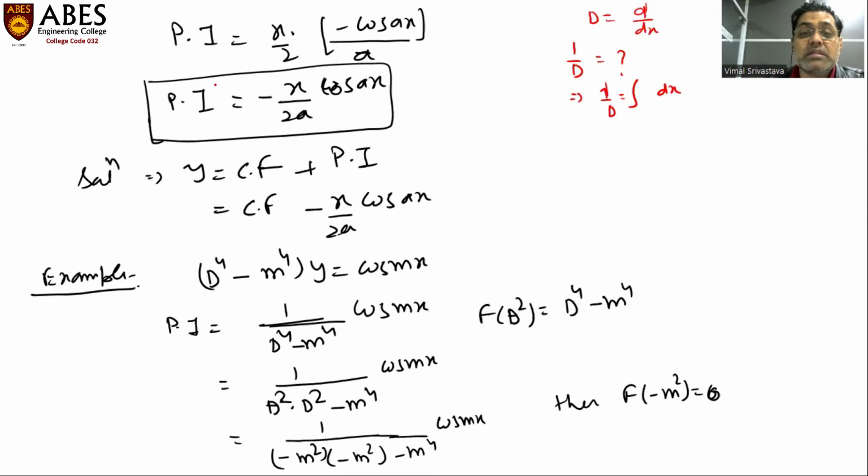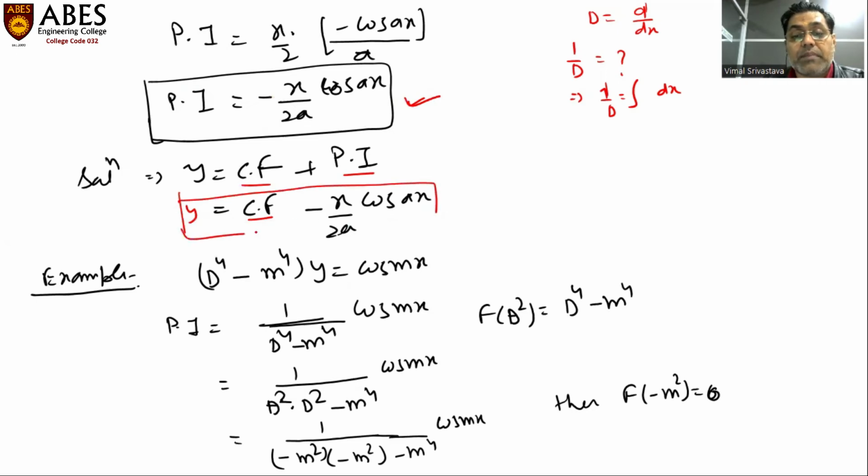Then we simplify this. So we get PI is equal to minus x upon 2a cos ax. So complete solution y is equal to CF plus PI. CF, I'm not focusing on this. So my PI part: we put the value of PI, x upon 2a cos ax. So the complete solution is y is equal to CF minus x upon 2a cos ax. This is the complete solution.